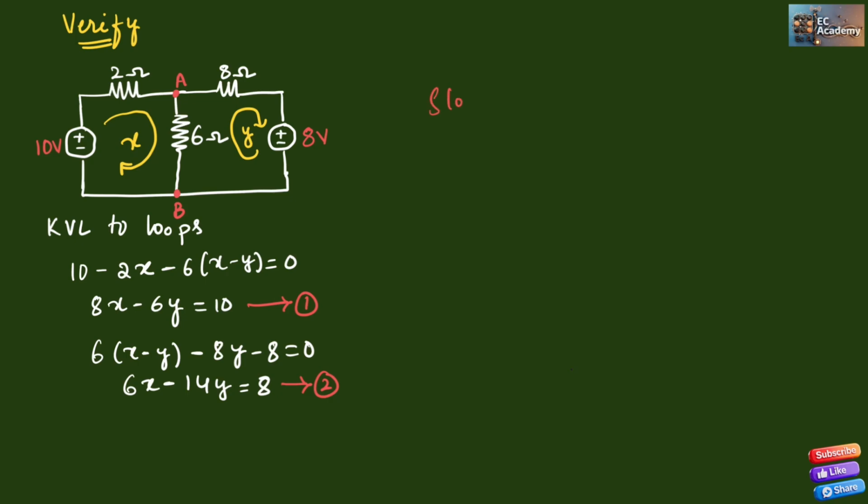Let us solve equations 1 and 2, and we can find the values of x and y. After simplification, you can use a calculator. We'll get x is equal to 1.2105 and y is equal to minus 0.0526 amperes.